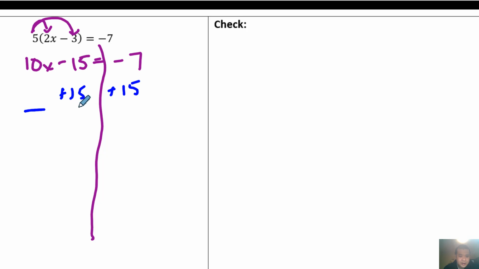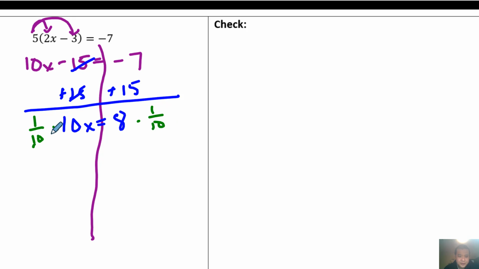And we have these two parts canceling out. We get 10x. We have negative 7 plus 15, and that is 8. Okay. And then what we're going to do is multiply both sides by the reciprocal of 10. And when we do that, these 10s go away. And we can do some cross canceling. 8 becomes 4 because 2 goes into it 4 times. 10 becomes 5 because 2 goes into it 5 times, so we get that x equals 4/5. And that is our final answer for x.